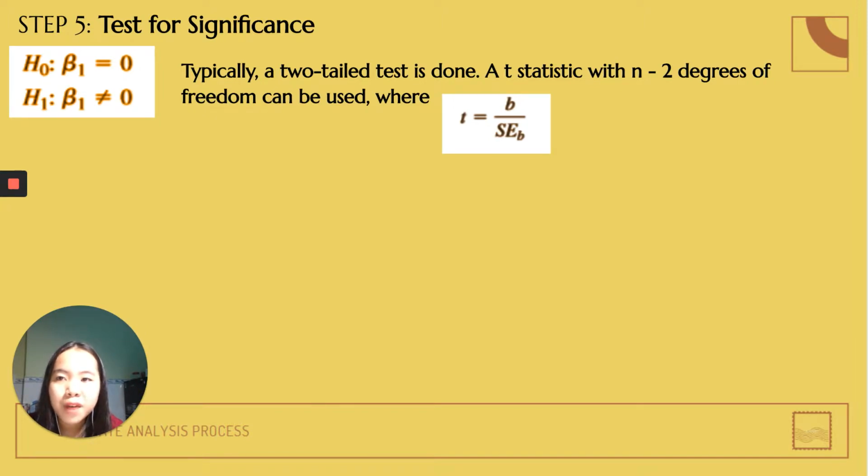We have two hypotheses to be tested over here on the slide, H0 and H1. The null hypothesis is that there is no linear relationship between x and y, and the alternative is that there is a relationship, positive or negative, between x and y. Typically a two-tailed test is used, and a t-statistic with degrees of freedom equal to the number of observations minus 2, where t equals b divided by SE_b.